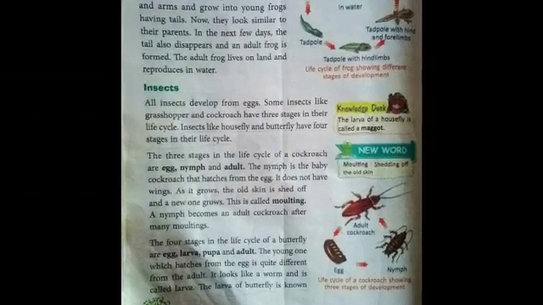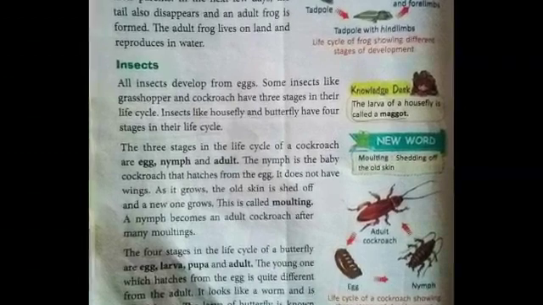All insects develop from eggs. Some insects like grasshopper and cockroach have 3 stages in their life cycle. Insects like housefly and butterfly have 4 stages in their life cycle. Students, remember that grasshopper and cockroach have 3 stages and housefly and butterfly have 4 stages in their life cycle.